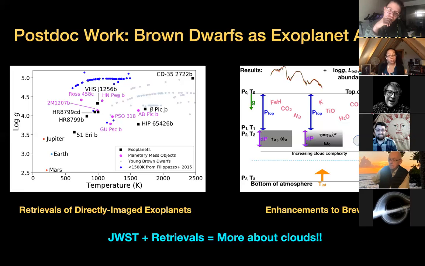And particularly with JWST proposals just passing by, getting mid-infrared data from MIRI is going to be really important in retrievals to really dig into what's going on with the cloud features of these objects. And it's really going to allow us to start individually picking out which cloud species we have. And with that, I will leave it and take questions. Thank you.